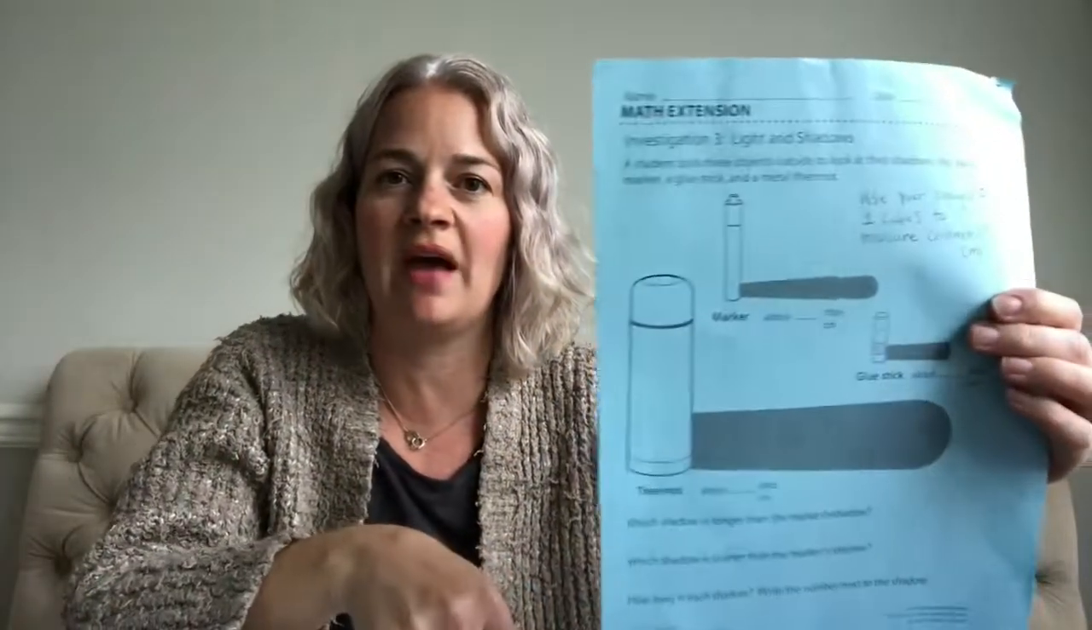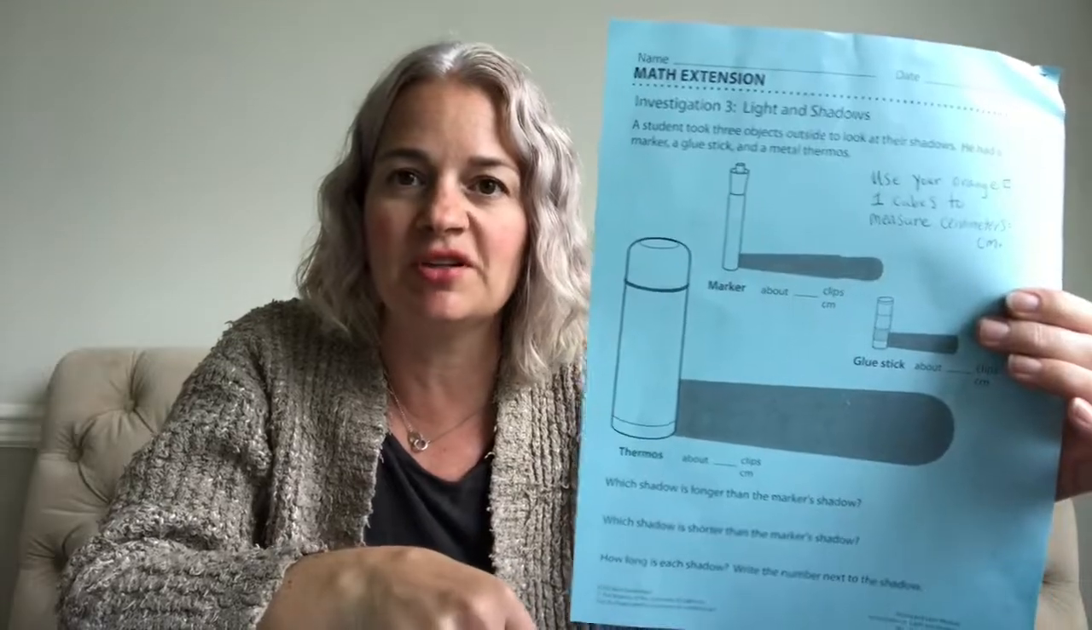Okay, the next thing you're going to do is a STEM project with an Easter egg, and you'll watch Carson's video for that. Your last science activity is actually an extension of math. It's the blue paper. It looks like this, and it shows some objects that are creating shadows. It says a student took 3 objects outside to look at their shadows. He had a marker, a glue stick, and a metal thermos.